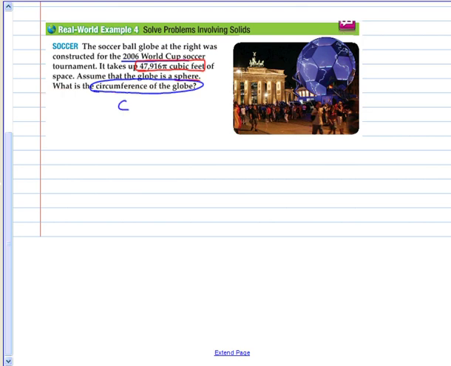Well, if I'm trying to find the circumference of a globe, I need to figure out what the radius is. The radius of the great circle. Then we know circumference is 2 times pi times the radius. So since we know the volume, 4/3 pi r cubed, we can figure out the radius, come back and put our radius in our circumference formula, and we'll get the circumference of our globe. Volume, 47,916 pi must equal 4/3 pi r cubed.